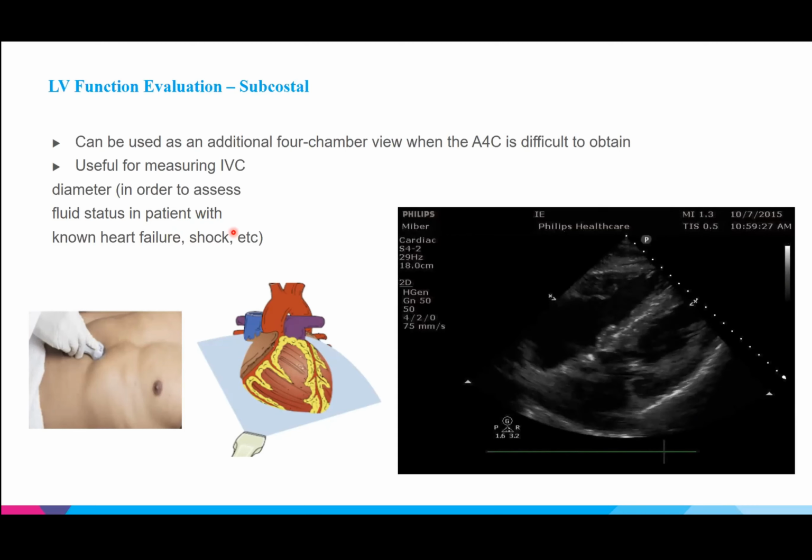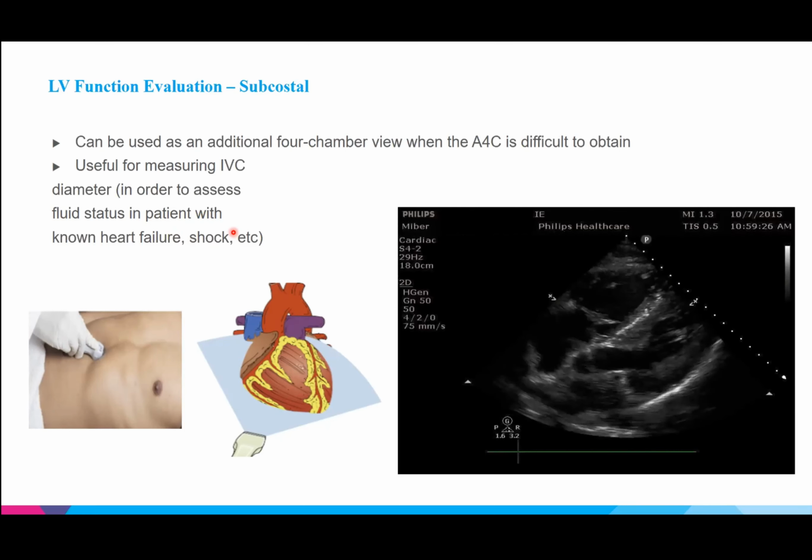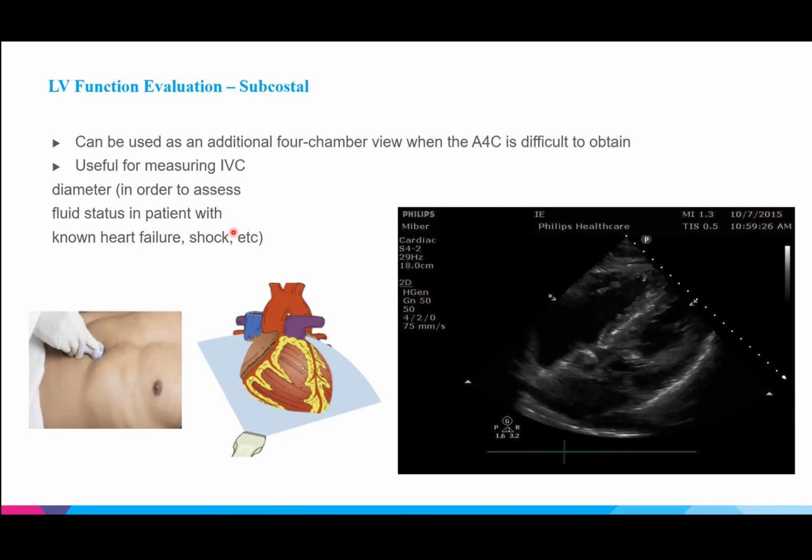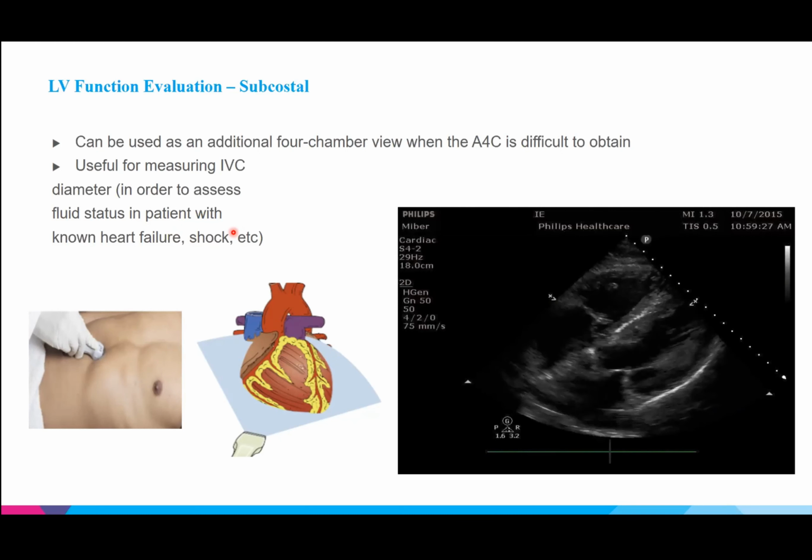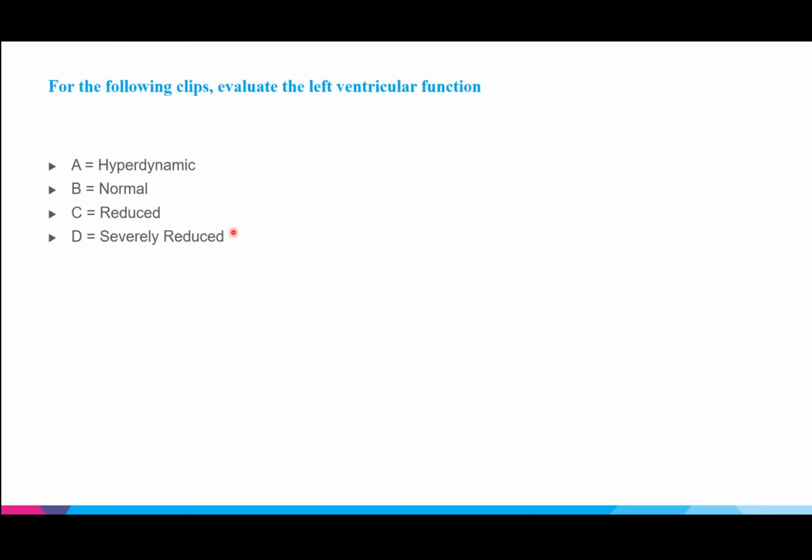Now we're going to move on to a series of sample clips where we're not necessarily going to quiz you, but get you more comfortable with assessing function on your own. For each of these clips, there are about 15 clips. The answer choices are going to be the same for each one: A is hyperdynamic, B is normal, C is reduced, and D is severely reduced. We'll do a bunch of sample clips and then discuss them as we go along.